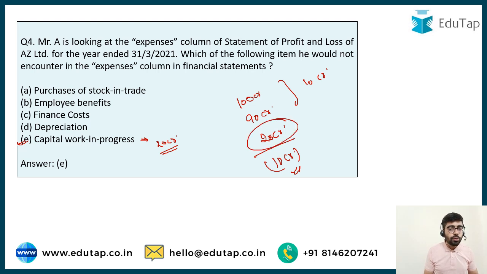So we would not show this 20 crore in the statement of profit and loss because it does not pertain to any particular year. The income statement, the statement of profit and loss, is prepared for a particular year. But this building that we are building, we are going to get benefits out of it over multiple years. So why put all the expense in 1 year? That's why we show it in the balance sheet, non-current asset, capital work in progress. Answer is going to be option number E.